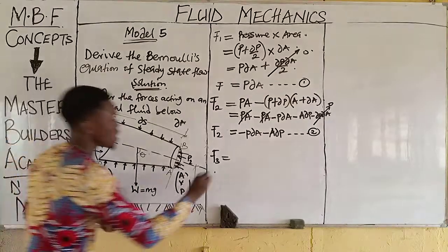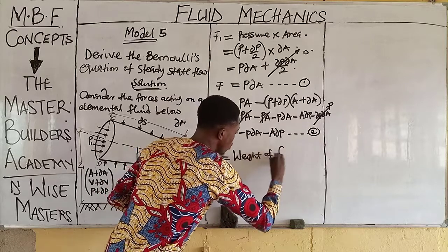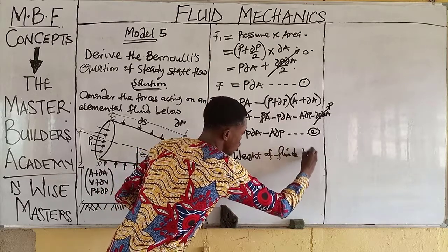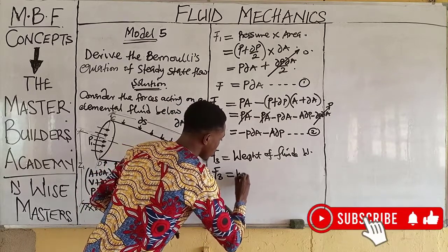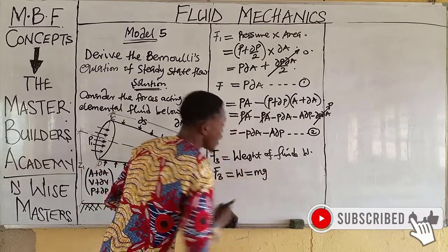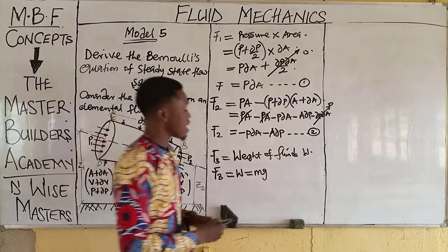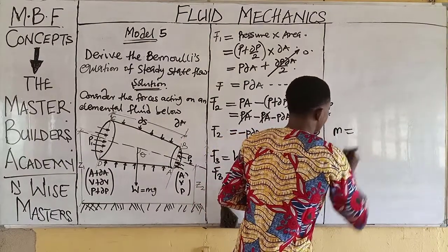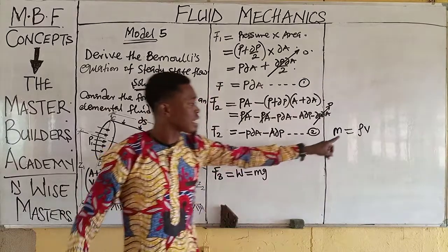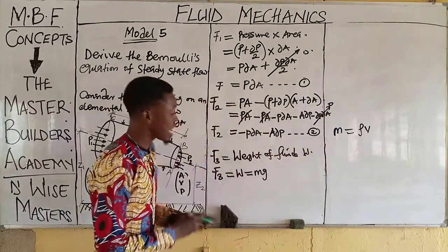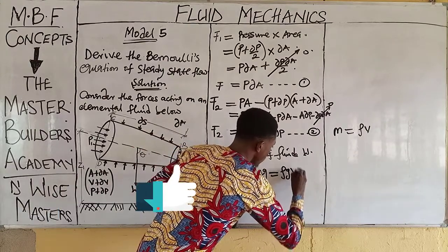Now, at this point, we have that this is equal to the weight of fluid, which is W. Then F3 would have given us what? W. And W is mg. Now, in this case, we know that mass has a relationship with density, which is rho multiplied by volume. Density multiplied by volume is mass. So we will quickly replace mass with density: rho g volume.